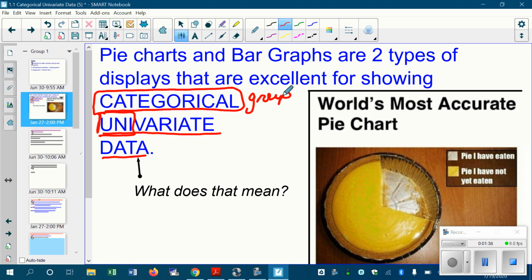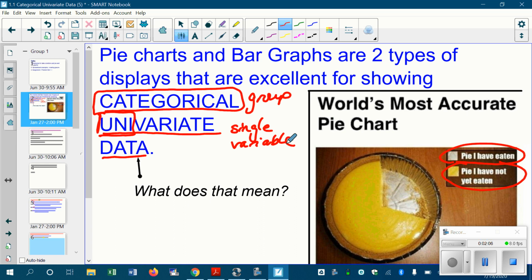to your data, right? So like the groups over here are pie I have eaten and pie I have not eaten. Those are two groups. So if your data is such that you're putting elements of your data set into groups and you have a single variable, that kind of information is going to work in a pie chart or in a bar graph.